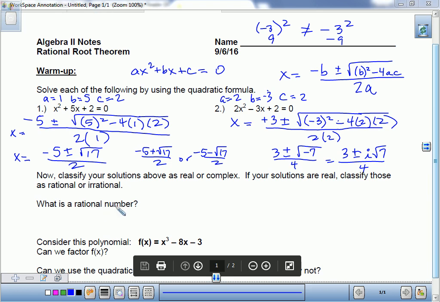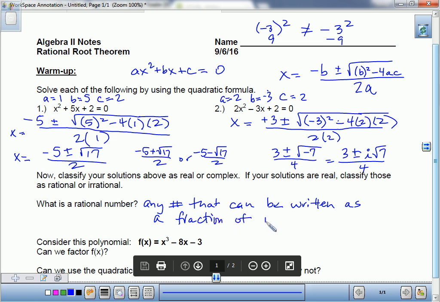So once again, what is a rational number? It's any number that can be written as a fraction of integers. Now, the square root of 17 is not an integer. So, this first one is real. These are real answers, but they are irrational. And then these answers are actually complex.